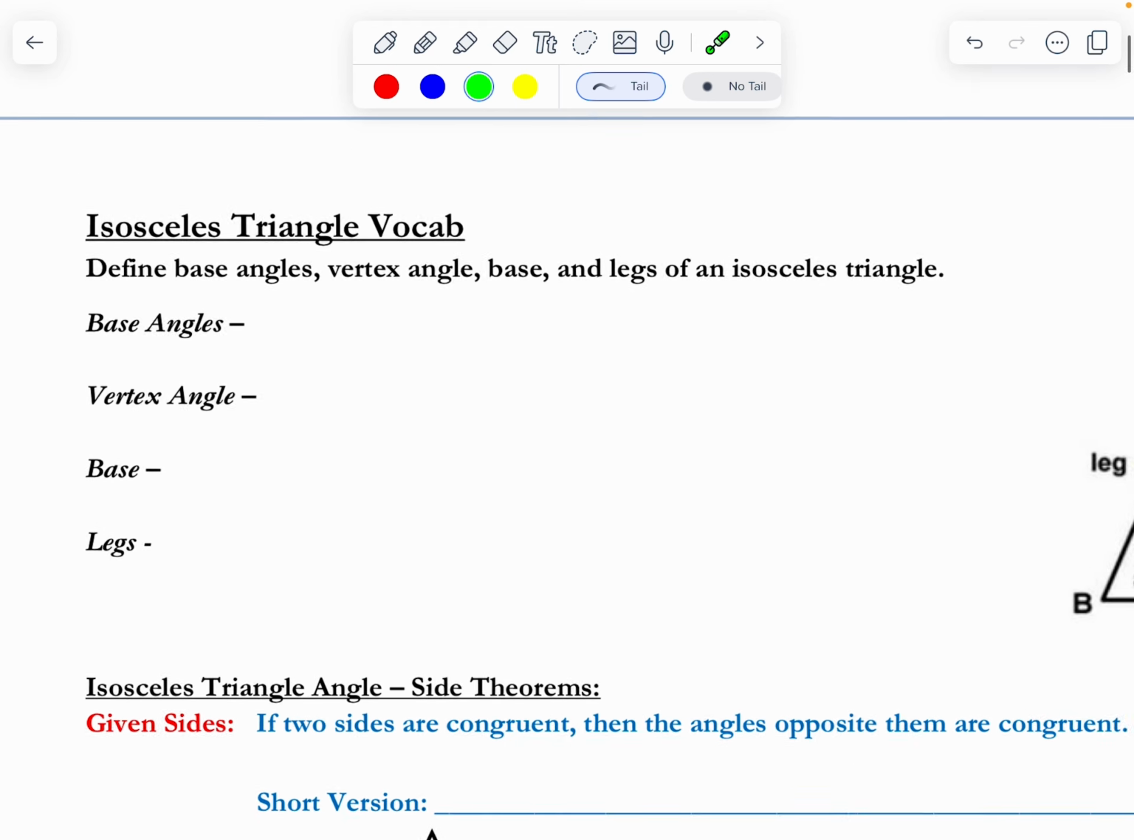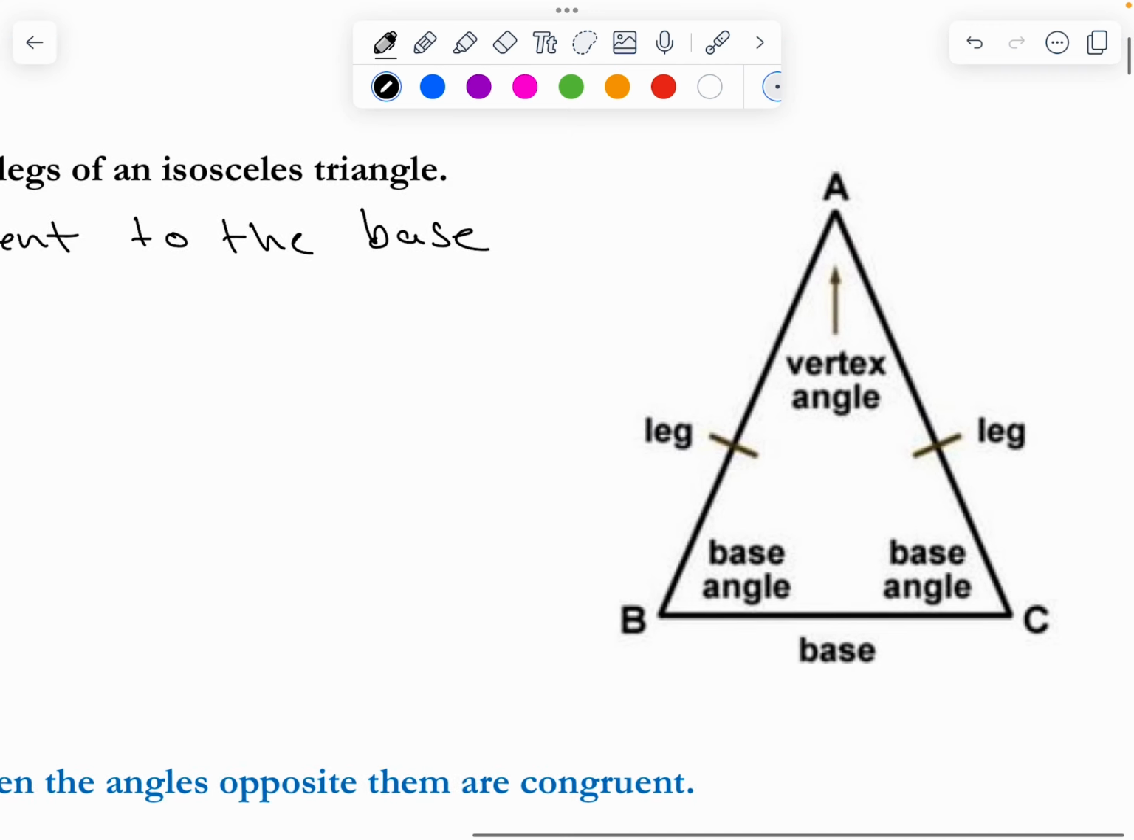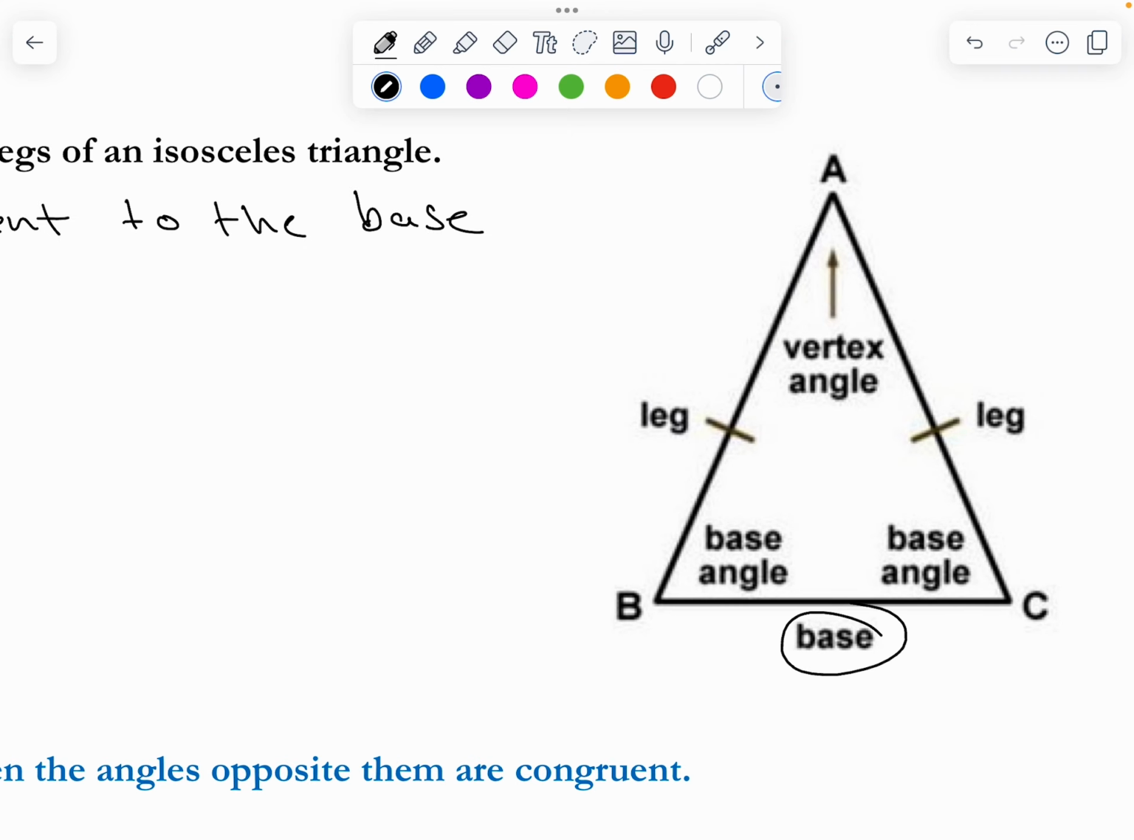So base angles are two angles adjacent to the base. And that's pretty much it. So this is my base, right here. And these are adjacent to it. So it's not the base. And these are adjacent sides. But these here are adjacent angles.